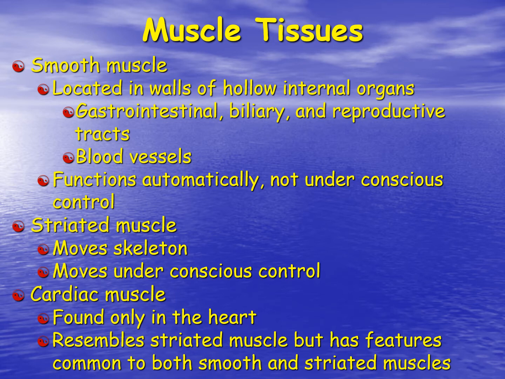They resemble the striated skeletal muscles in the fact that they do have striations, but unlike the skeletal muscle, they are single-celled, similar to the smooth muscles. So they have features that are common to both of the other types of muscle tissue.